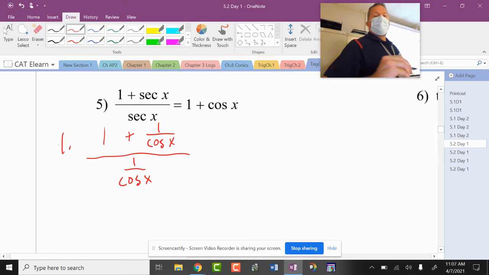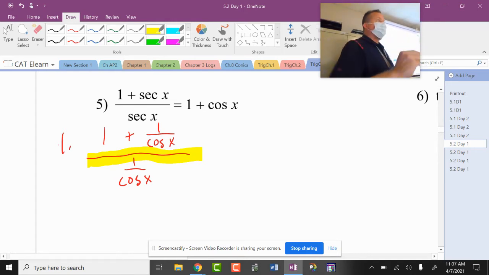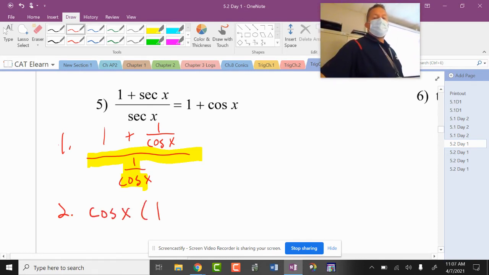Now, there's 2 ways we can go about doing this. I'm going to do a little bit longer way first. Okay, get ready. What operation is that? Division. What does it mean to divide by 1 over cosine? Multiply by the reciprocal. So step 2, this would say cosine. You can either write it on the left or the right. Times 1 plus 1 over cosine.